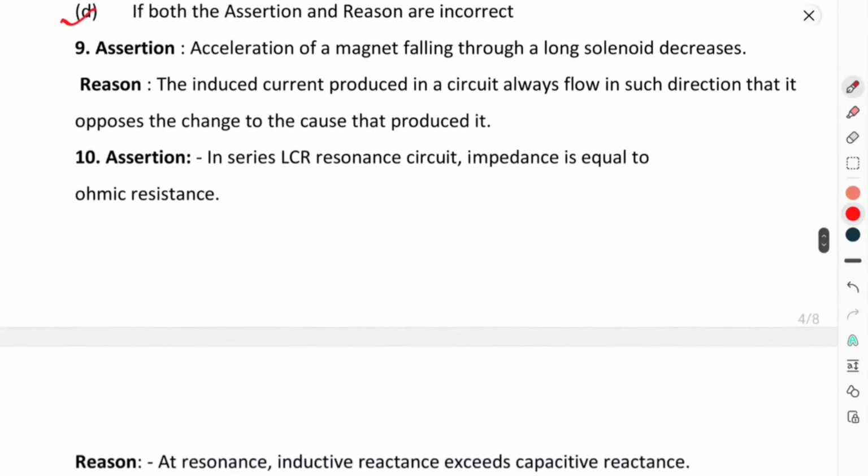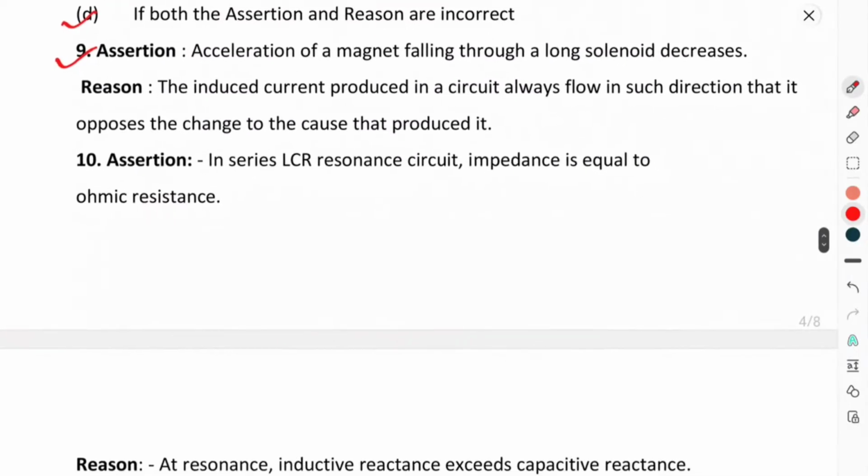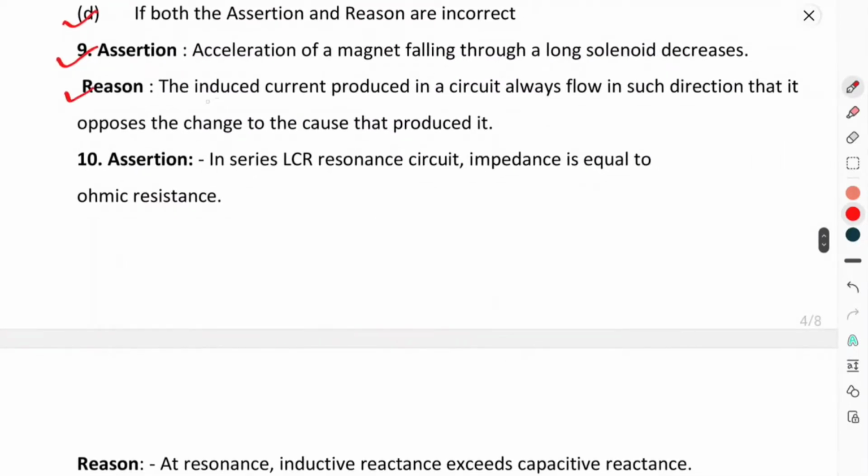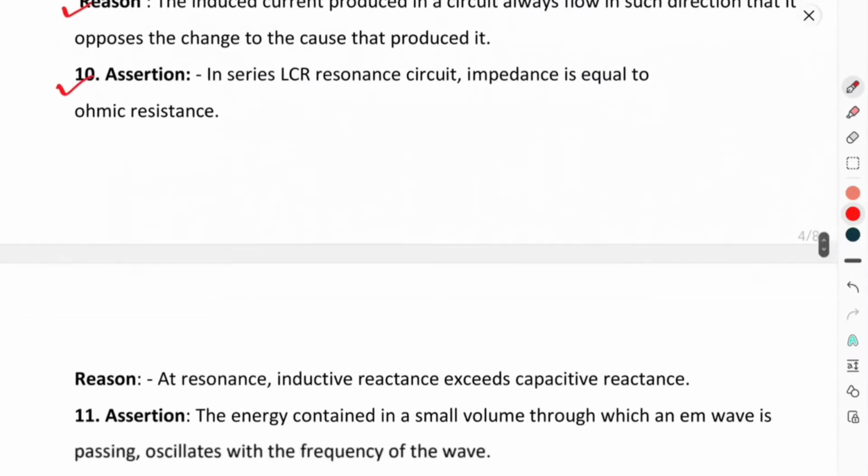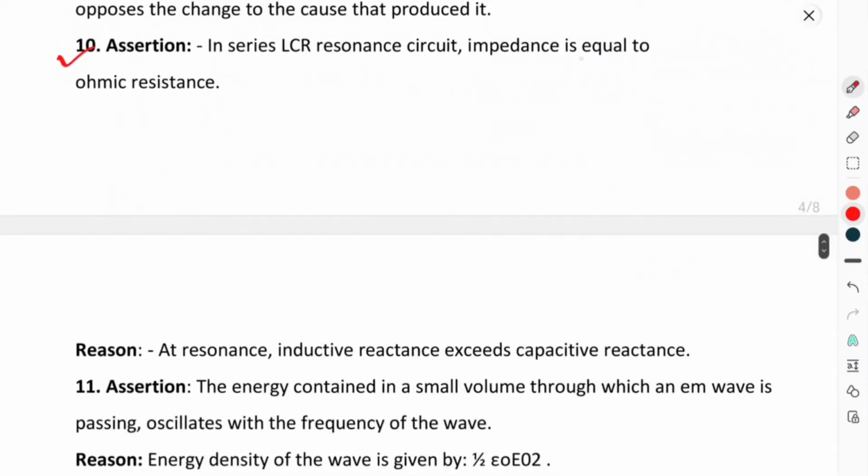चलिए क्वेश्चन नंबर 9 पर चलते हैं. Question number 9, assertion: acceleration of a magnet falling through a long solenoid decreases. Reason: the induced current produced in a circuit always flows in such direction that it opposes the change or the cause that produced it.